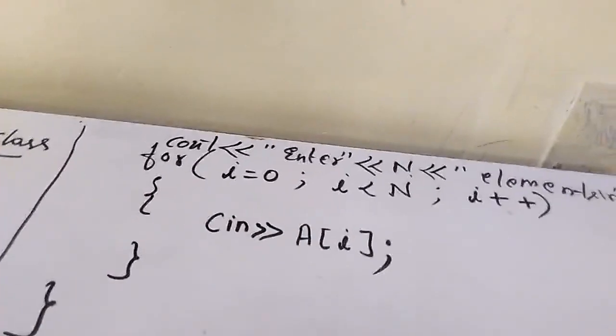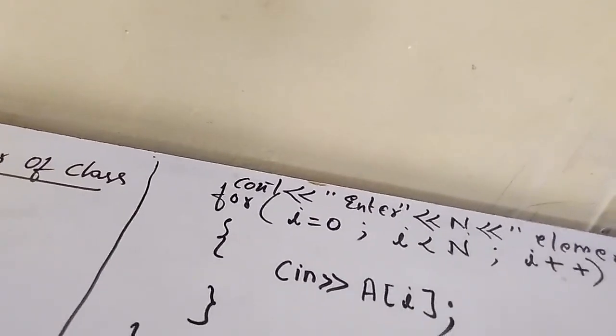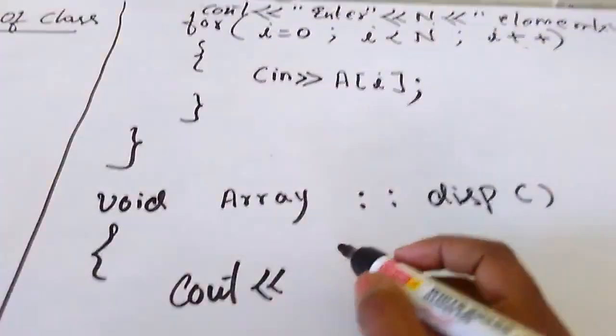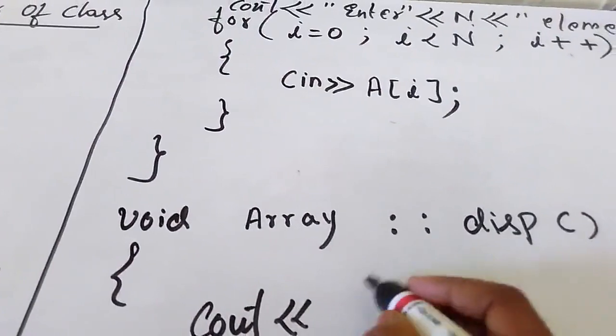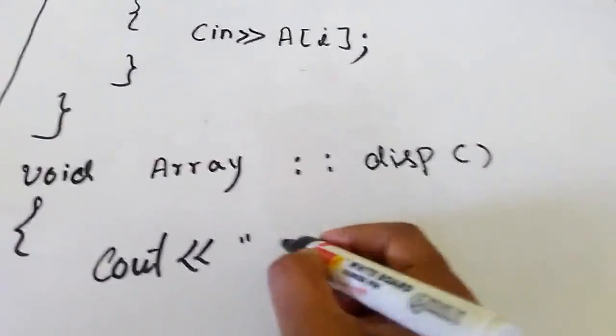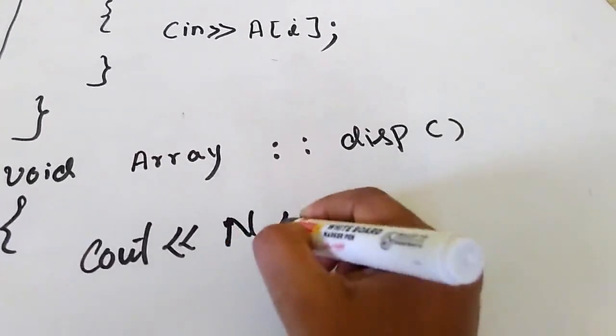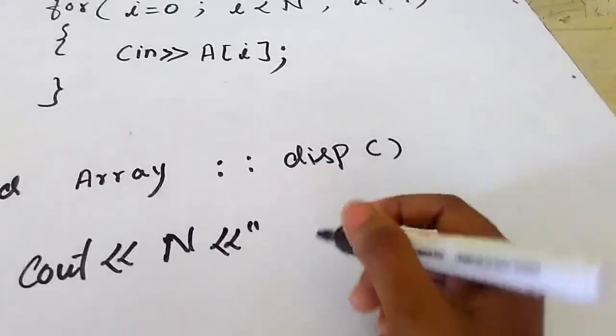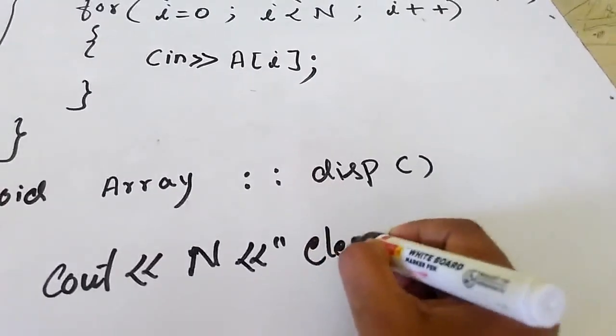Okay. These things we already discussed last year. Cout, I want to display one by one. Let us give some statement here. n. What is the value of n here? In this example, I have taken n as 5, no? n, 5 elements are.